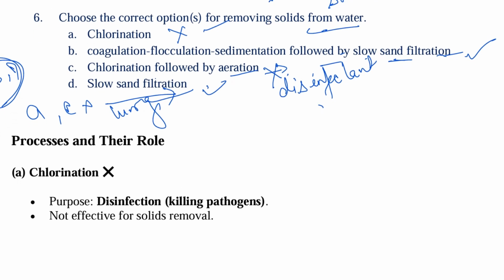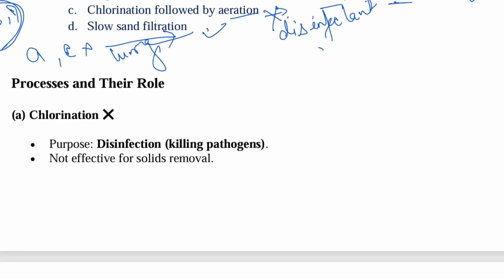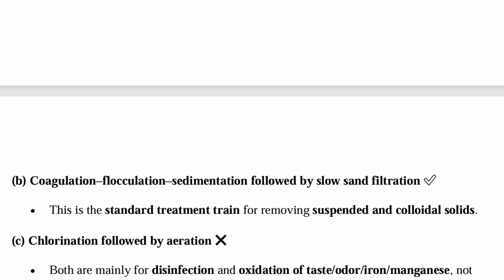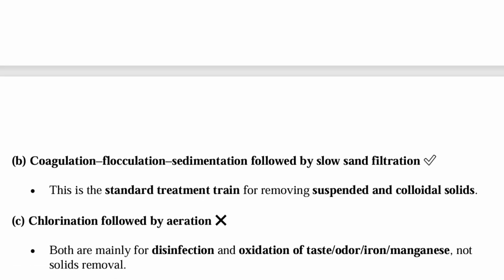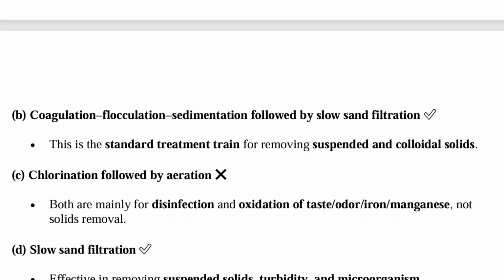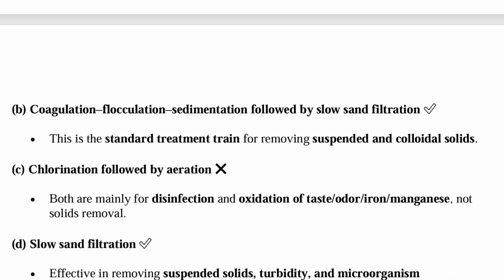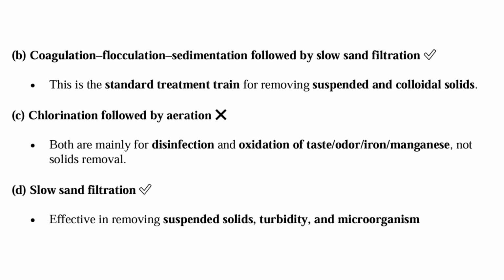ठीक. देख लेते हैं, जो क्लोरिनेशन प्रोसेस है, इसका पर्पस है disinfection में, तो ये सॉलिड रिमूवल के लिए यूज़ नहीं होती है. जो हमारी सेकंड प्रोसेस है, ये standard treatment train है for removing suspended and colloidal solids के लिए. Third one is chlorination and aeration, both are mainly for disinfection and oxidation of taste, odor, iron and manganese, not used for solid removal. And slow sand filtration है, ये very effective in removing suspended solids, turbidity and microorganisms. So the correct answer was B and D.